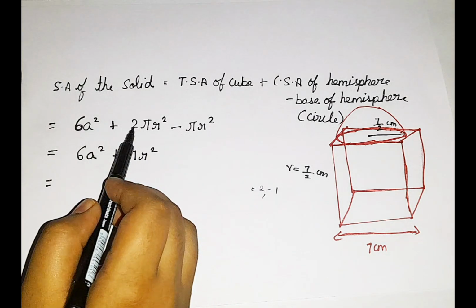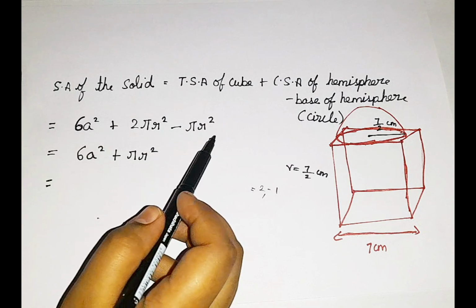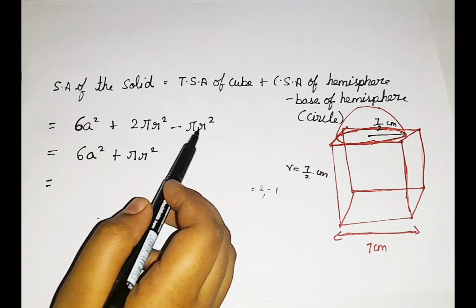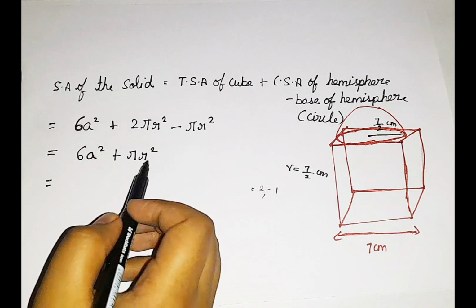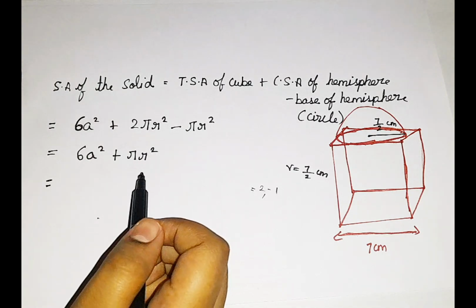Likewise, we are supposed to subtract 2 pi r square minus pi r square. Pi r square means, if nothing is there, we are supposed to assume it as 1. So that's why we get pi r square as the answer.